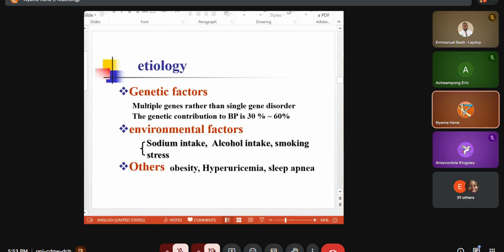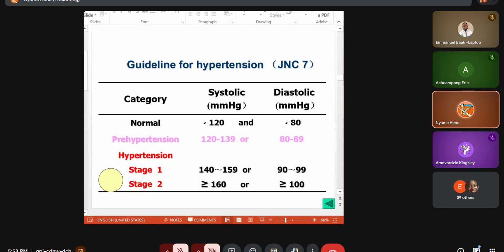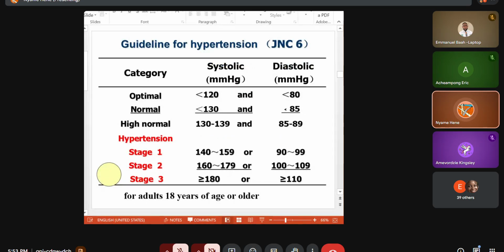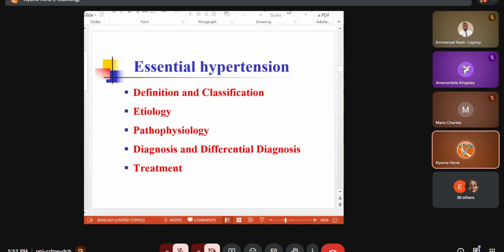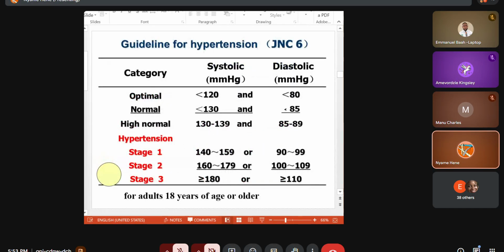We have the American Hypertension Society, and they also have their classification. That one is for heart failure. When we get to heart failure, we'll learn about that.